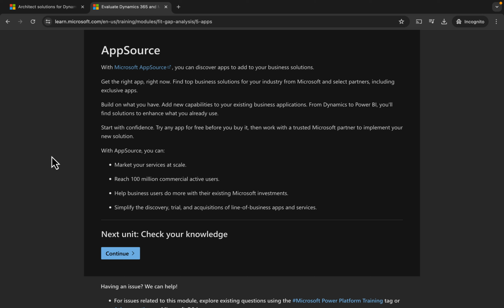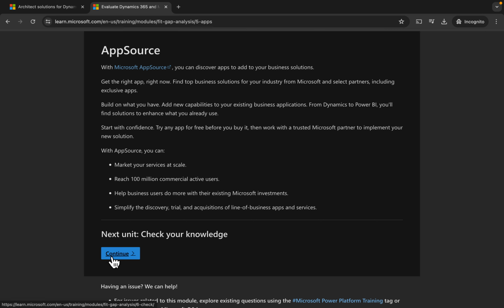With AppSource, you can market your services at scale. Reach 100 million commercial active users. Help business users do more with their existing Microsoft investments. Simplify the discovery, trial, and acquisition of line of business apps and services.